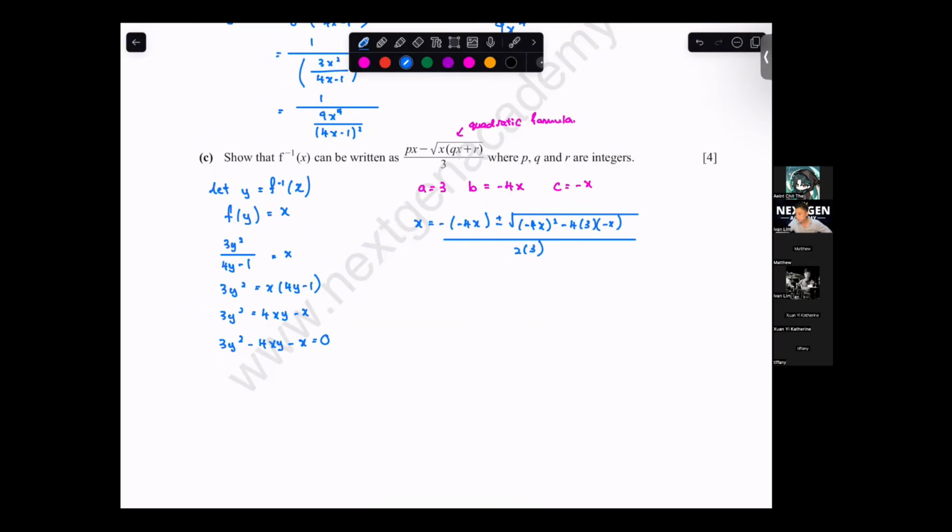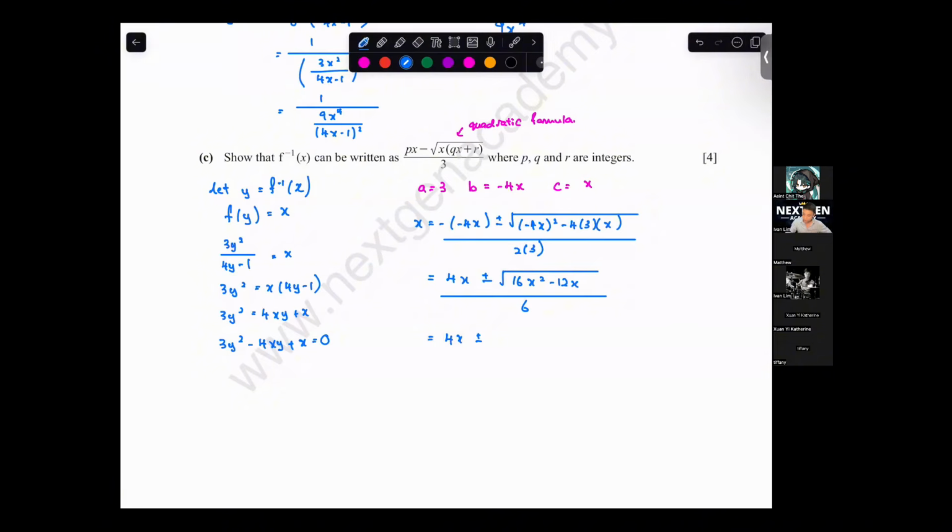Wait, is it minus x or plus x? Plus x, sorry, plus x. Okay, substitute inside, and let's simplify this entire thing. So 16x squared minus 12x over 6. Okay, what can we do? 4x plus or minus the square root of 16 and 12.